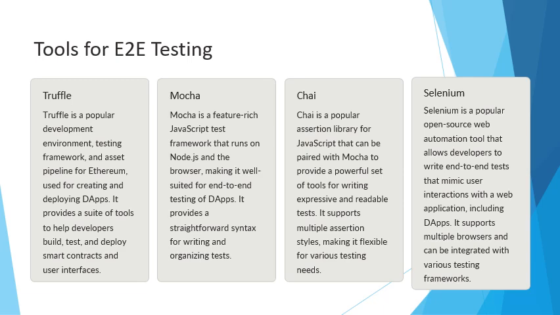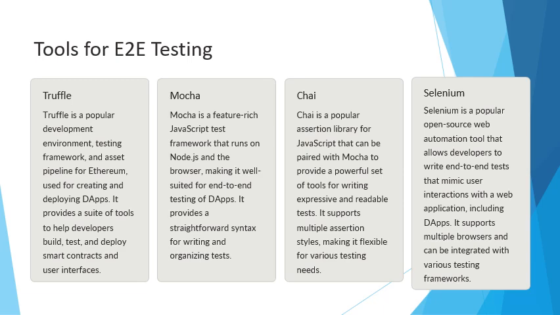Here are some tools for E2E testing. We again use Truffle. Truffle, as we know, is a popular development environment, testing framework, and asset pipeline for Ethereum used for creating and deploying dApps. Mocha is a feature-rich JavaScript test framework that runs on Node.js and the browser, making it well suited for end-to-end testing of dApps. It provides a straightforward syntax for writing and organizing tests.